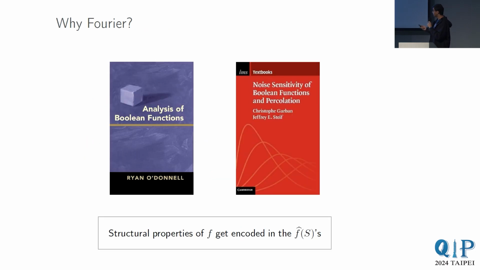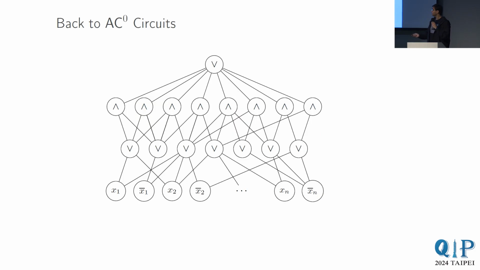You might ask why you care about these, why you might want to do the Fourier transform. The general idea here is that structural properties of Boolean functions, especially complexity theoretic properties, get encoded in these Fourier coefficients, and we'll see an example of this in just a slide. Okay, so we've got the Fourier transform in hand. So let's go back to AC0 circuits.